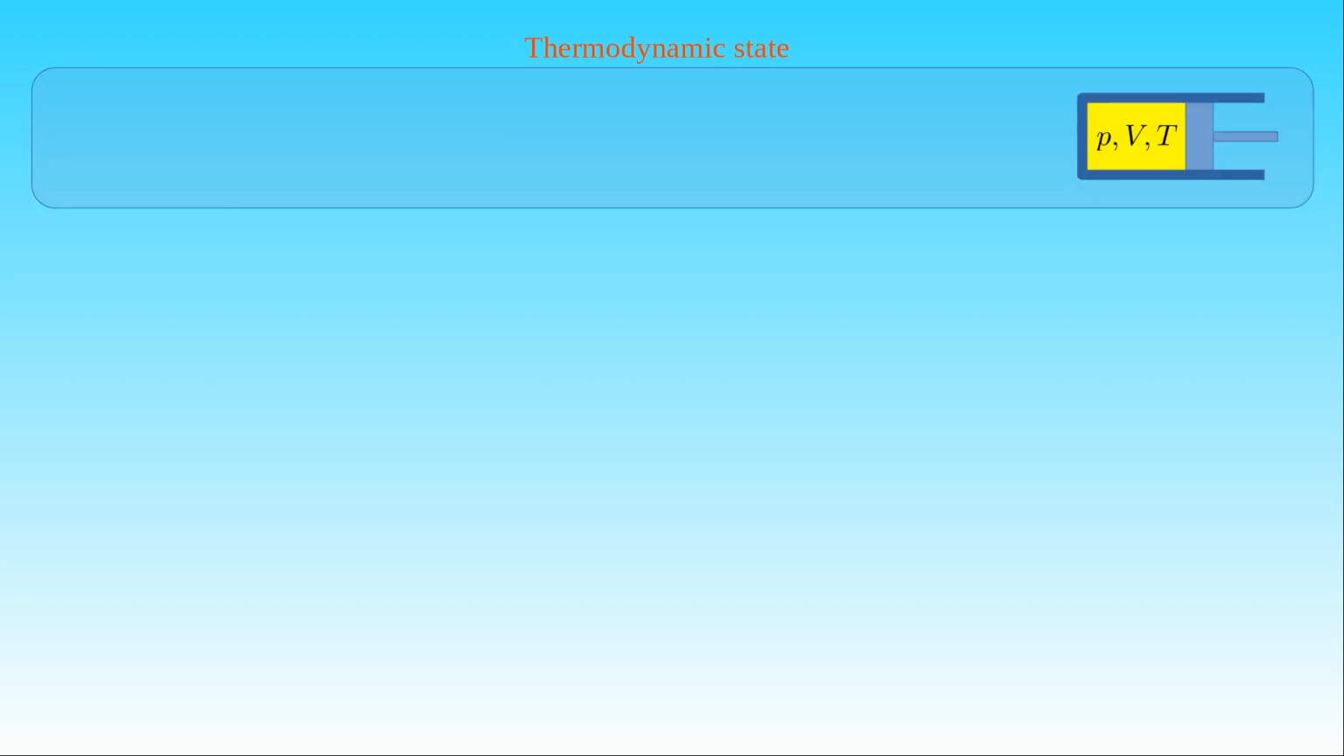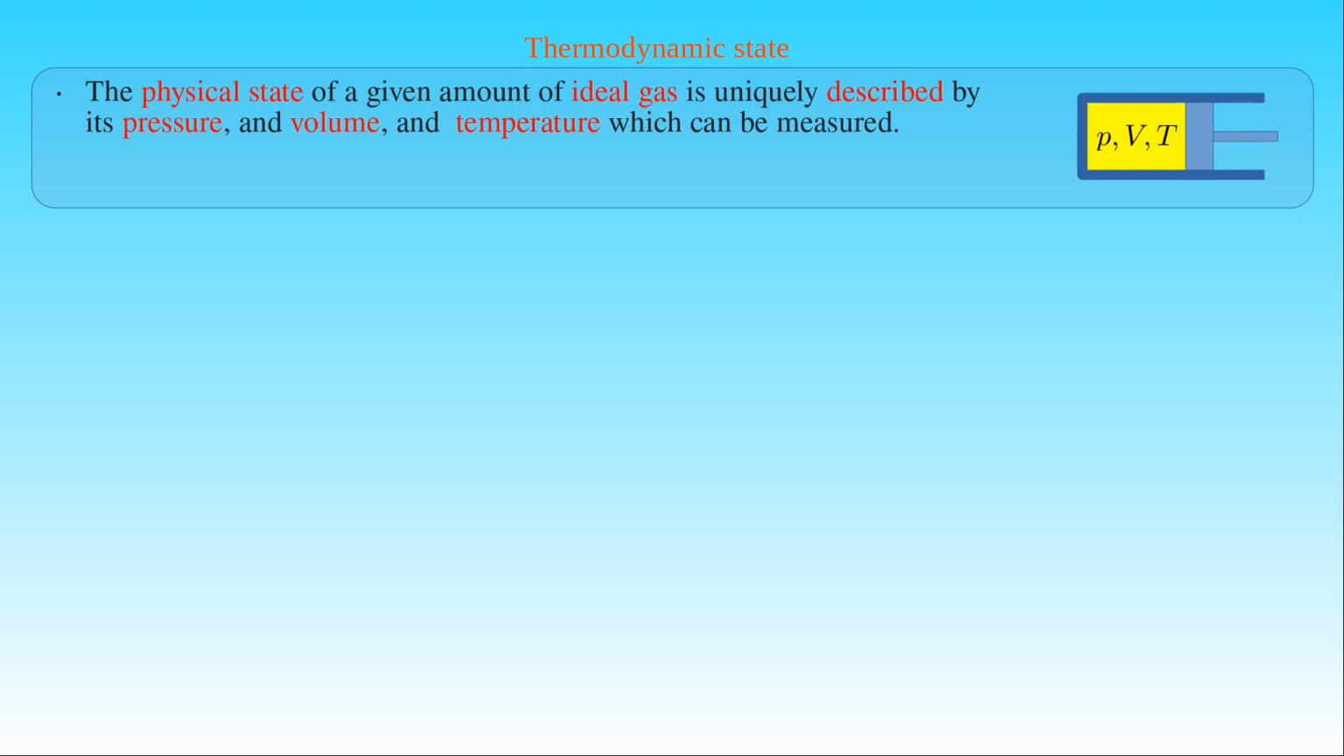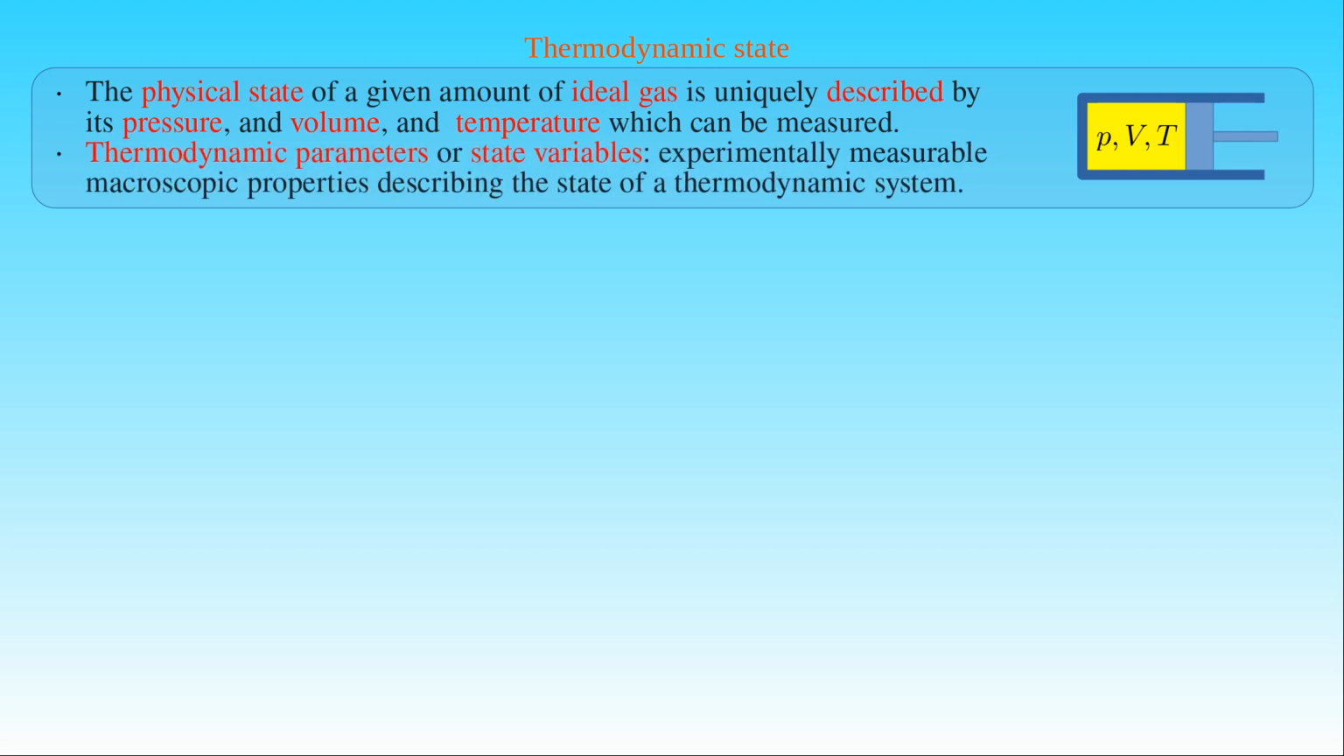Since we have introduced the concept of thermodynamic system, we can define the state of such a system, also known as thermodynamic state. In the discussion of the combined gas law, we saw that the law determines the temperature and the pressure of a given amount of ideal gas enclosed in a volume. Therefore, the physical state of an ideal gas is uniquely described by its pressure, volume, and temperature, and we can measure all of them.